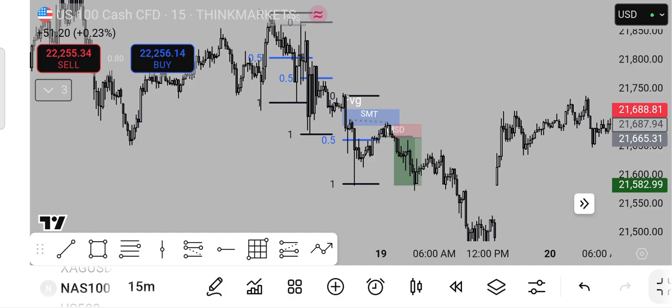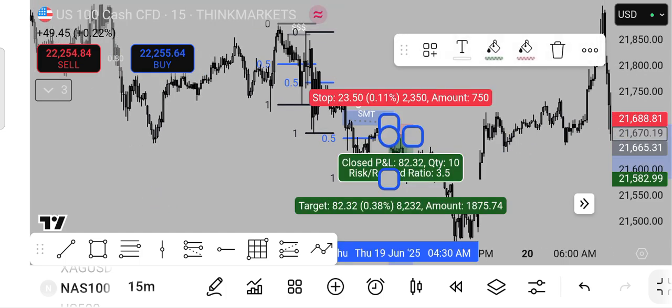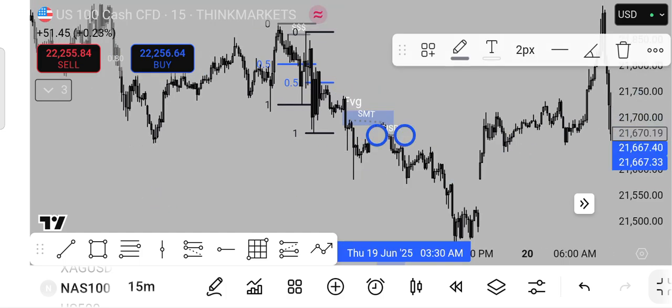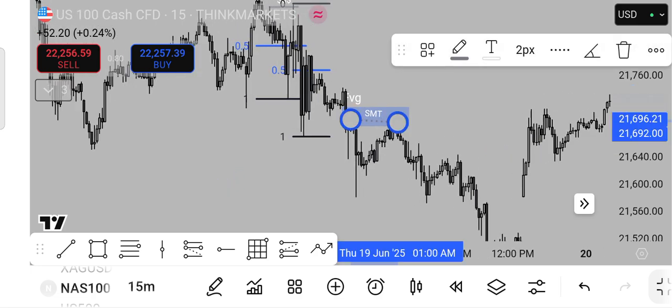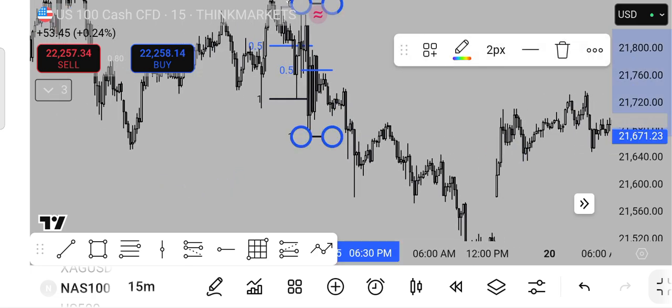One or two trades per day. This is a simple concept you can use in your daily life also. This is very easy, brother. This is very easy. Okay.